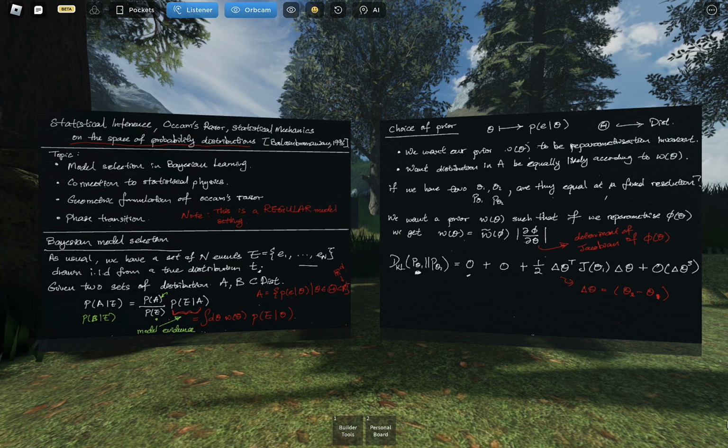And the linear order term is 0 because we know that the KL divergence is always non-negative, which means that if you hit 0, it is definitely a local minimum, and hence a critical point, hence the linear order term vanishes. Therefore, the first non-zero term is the second order term. And J is the Fisher information matrix, evaluated at theta 1.